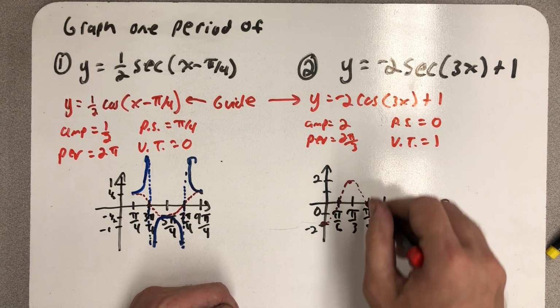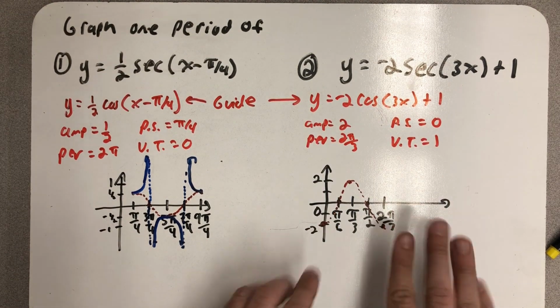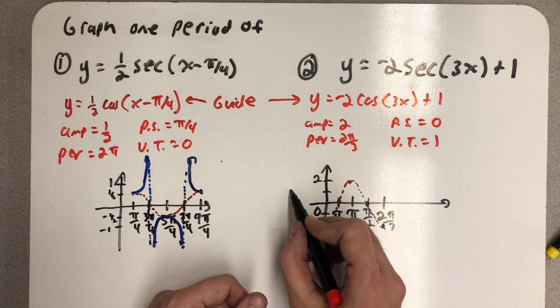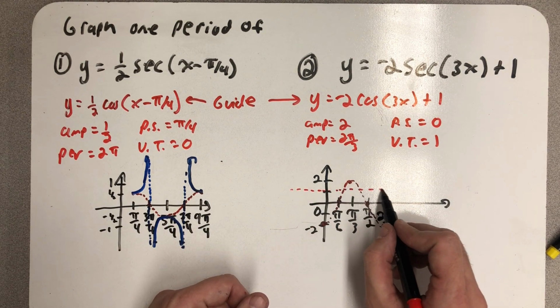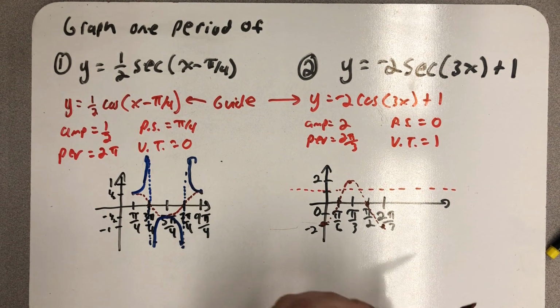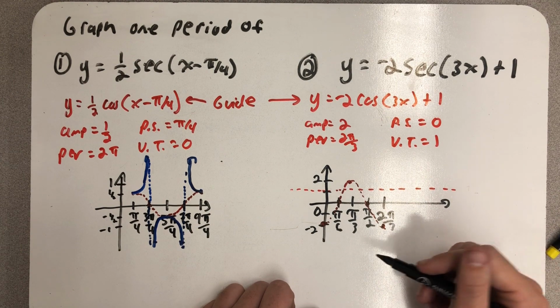And I get vertical asymptotes, but now I want to take into account that vertical translation up 1, but that wouldn't move my vertical asymptotes. And that's why we always say that our trig functions have vertical asymptotes, the secant graph is going to have vertical asymptotes where its guide function crosses over its center line.